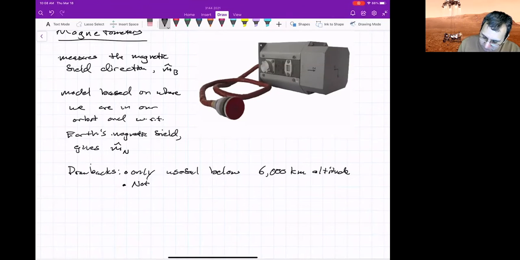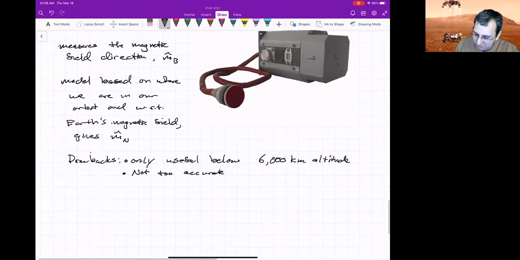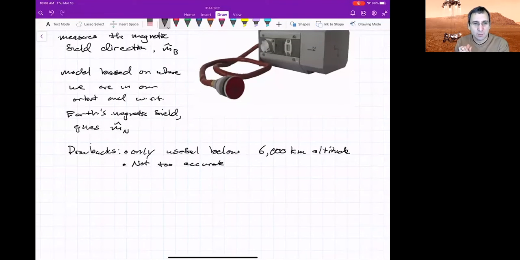And for multiple reasons, the Earth's magnetic field changes, so our model is wrong. Also, the instrument's accuracy could be wrong, so they're not too accurate. And it depends on where you are. You might think that at lower altitudes these are going to be great, but they're not. There's a sweet spot of highest accuracy.